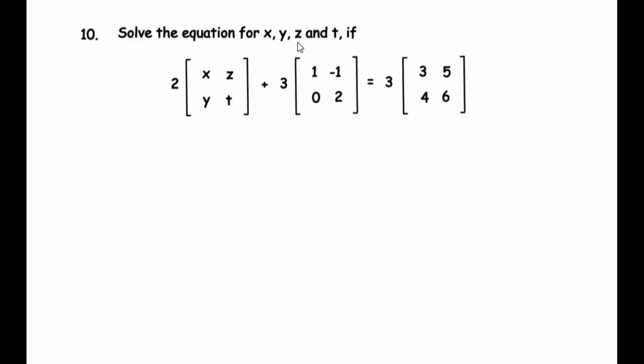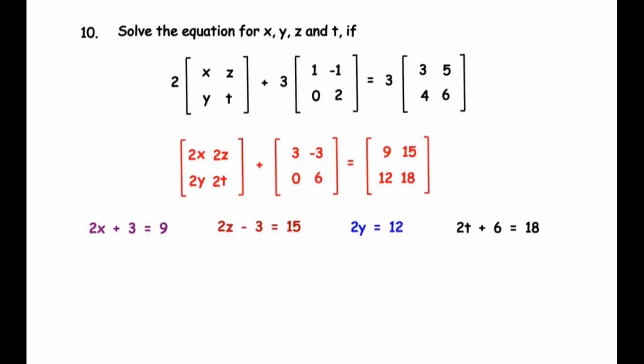Solve the equation for X, Y, Z and T if 2 times this matrix plus 3 times this matrix is equal to 3 times the last matrix. So let us begin by multiplying these scalar quantities with their respective matrices. So here 2 multiplies with all the elements. So we get 2X, 2Z, 2Y and 2T, plus 3 multiplies with all the elements. So we get 3, minus 3, 0 and 6, is equal to, again 3 multiplies with all the elements giving us 9, 15, 12 and 18.